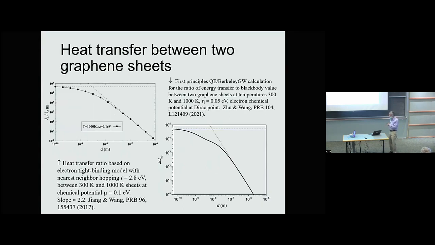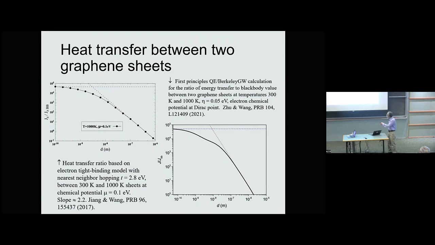Okay, here is a calculation based on the Landau formula. We did two calculations. One is based on tight-binding graphene, basically only a nearest-neighbor hopping model on a graphene lattice, with the standard hopping parameter value of 2.8. This is calculated between two graphene sheets, one at 300 K and one at 1000 K.